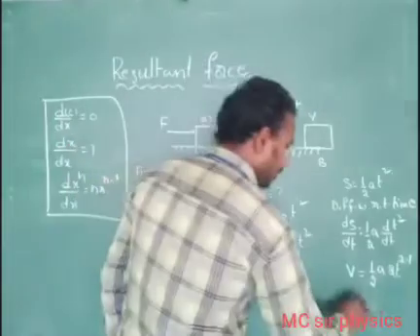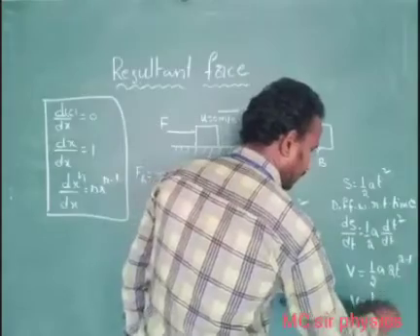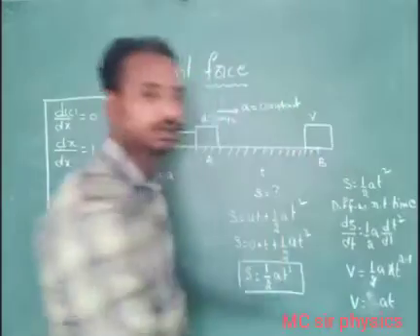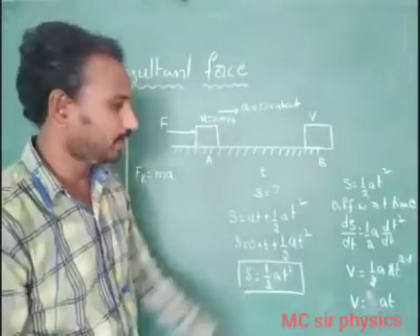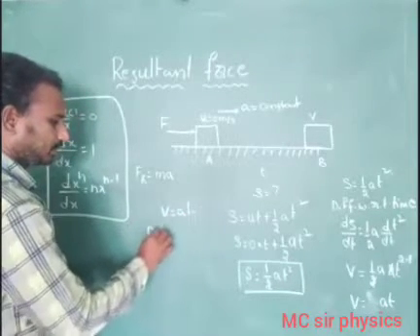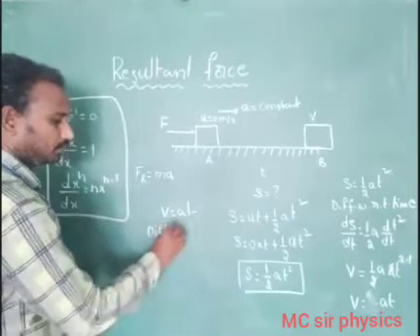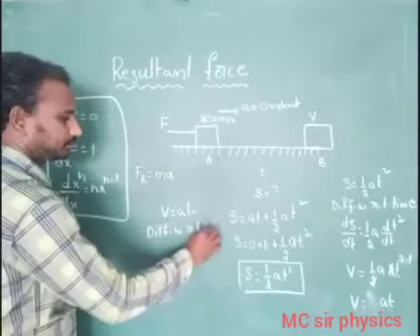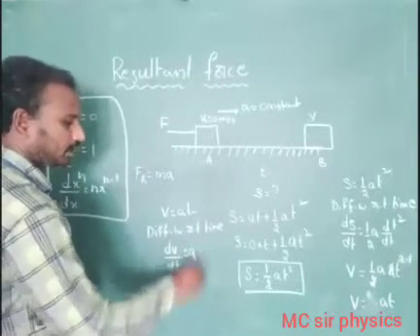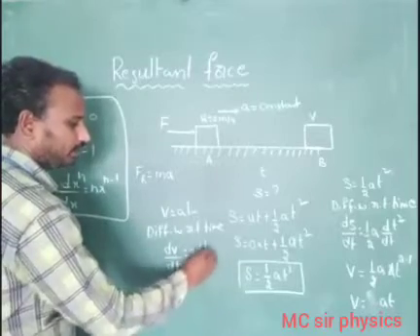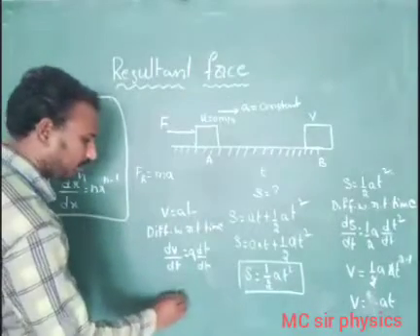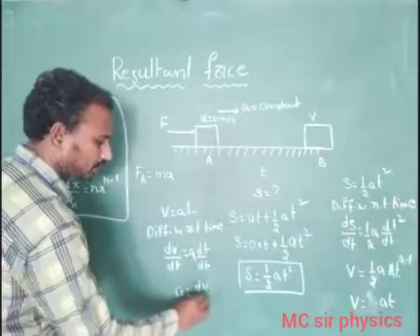What is the final value? Velocity equals 1 by 2 a into 2t, so the 2 gets cancelled: v equals at. Now find out the acceleration. Apply differentiation with respect to time: dv by dt equals acceleration times d by dt of t, and d by dx of x equals 1. So acceleration equals dv by dt.